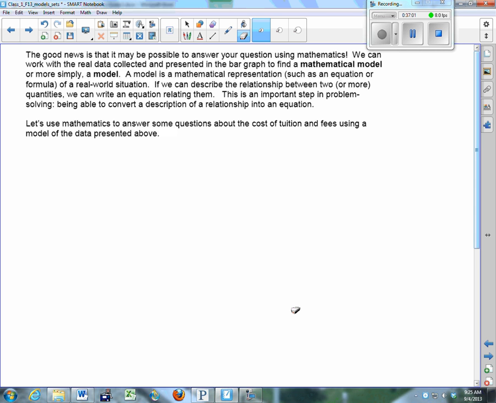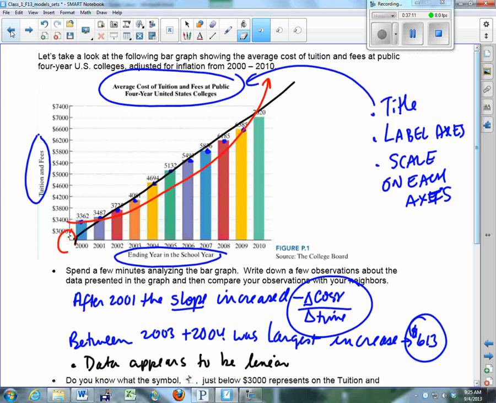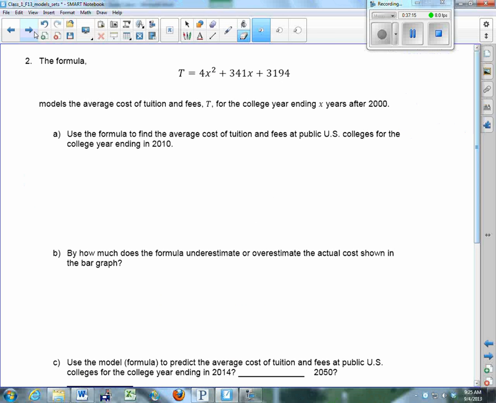So let's use mathematics to answer some questions about the cost of tuition using a model for the data. So here's a model for that data. In other words, we took these figures in these years and we created a mathematical model. And this is the model. Does anybody remember what kind of equation this is? Quadratic. So we went with the curve versus the linear. We could have also made a linear model for this as well.